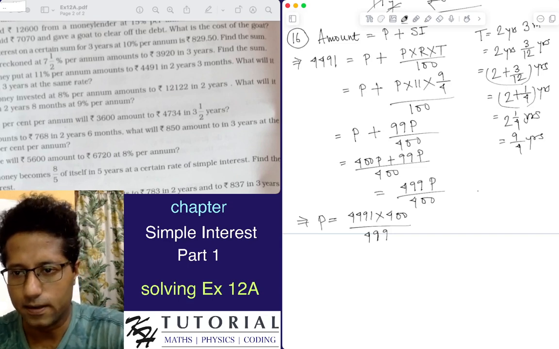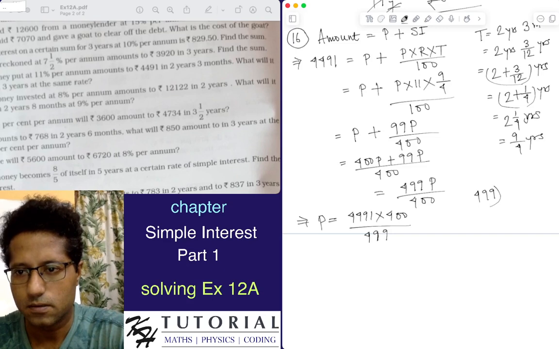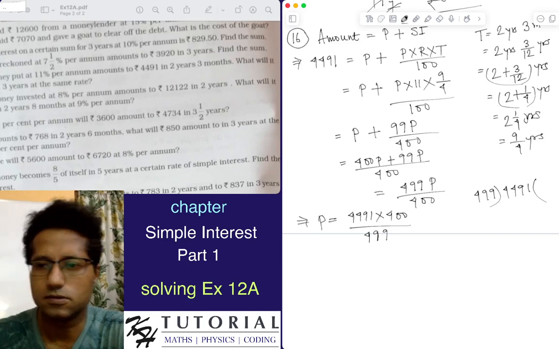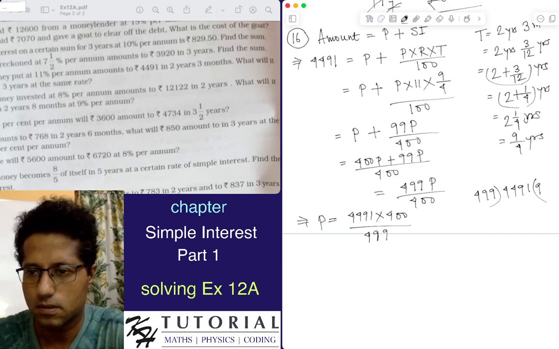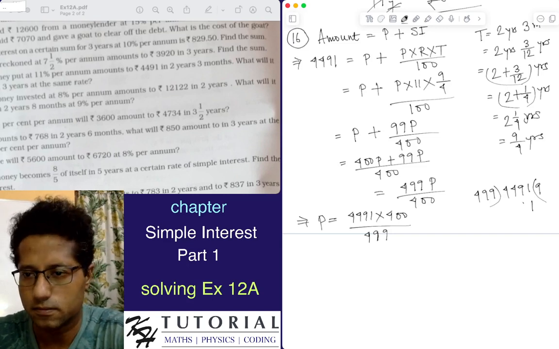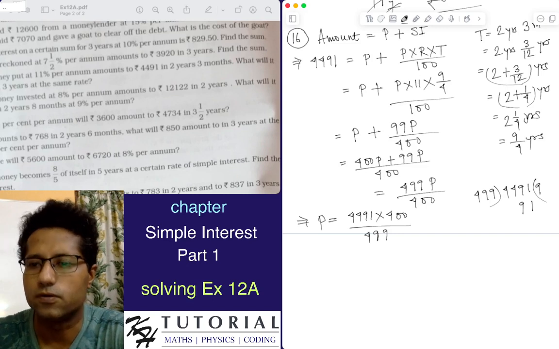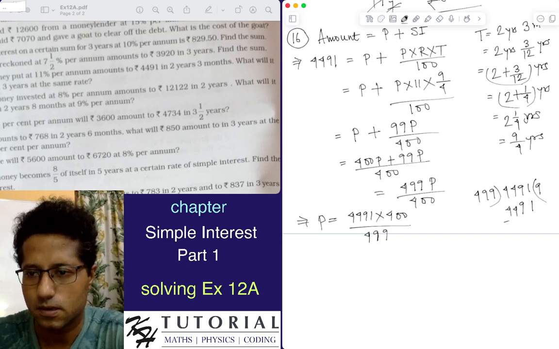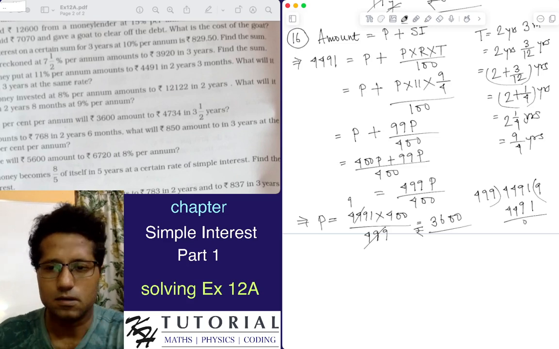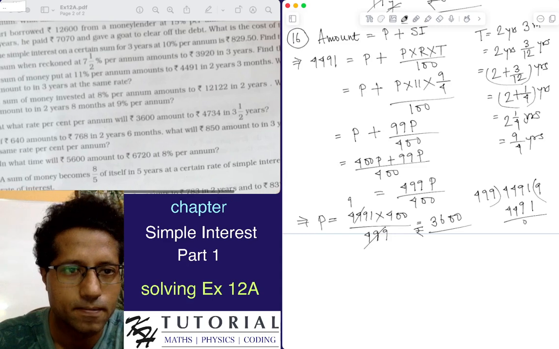Now will 499 divide 4491? 9 times 499 is 4491. Yes, so this cancels with 9, and this is 3600. The principal is rupees 3600 we have found.